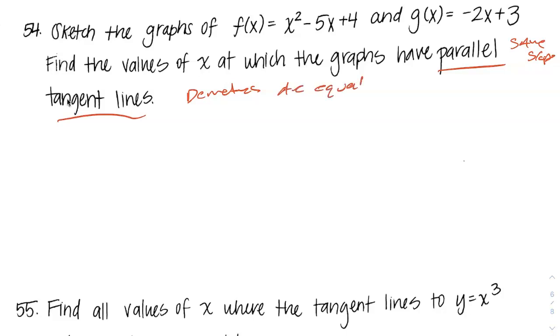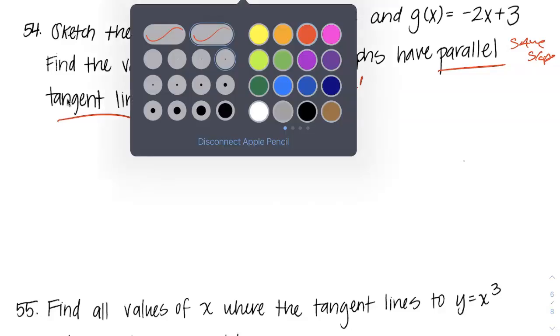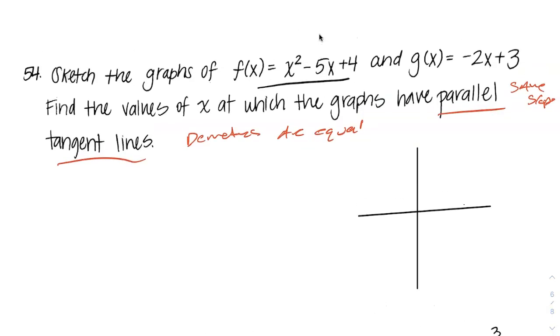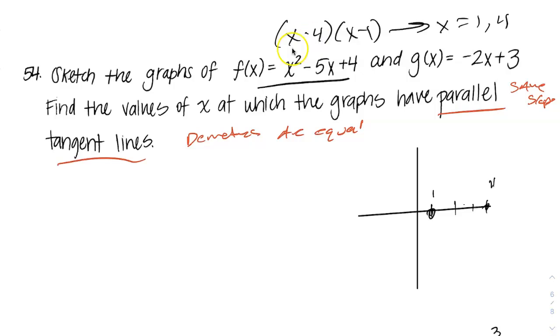They did want us to sketch it, so let's sketch it real quick. Okay, how are we going to sketch this? The best way to do it, when it's a parabola, is to factor it, and that factors to (x minus 4)(x minus 1). So my x-intercepts are going to be at 1 and 4. Then it's positive, so it's opening up. So it looks something to this effect.